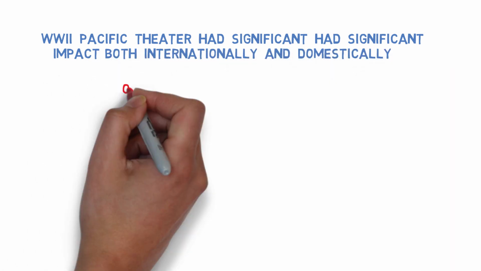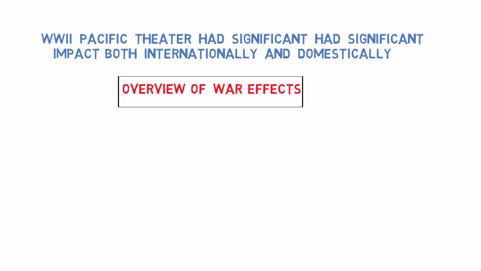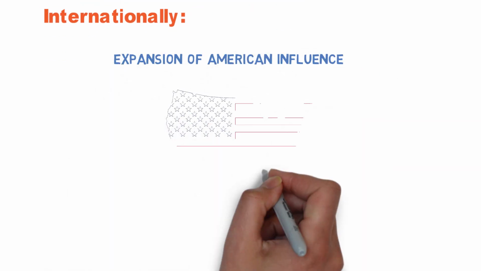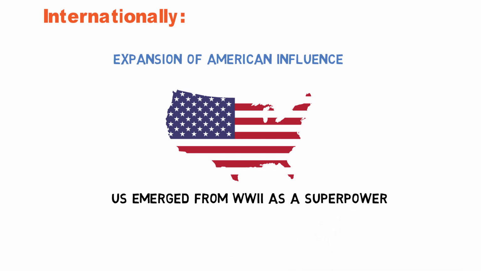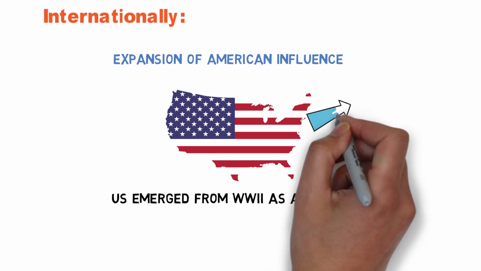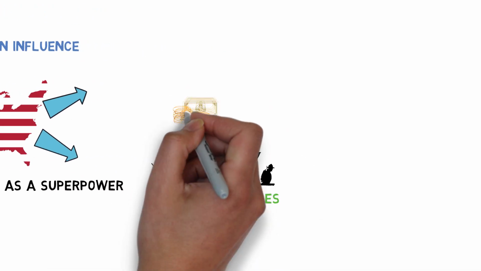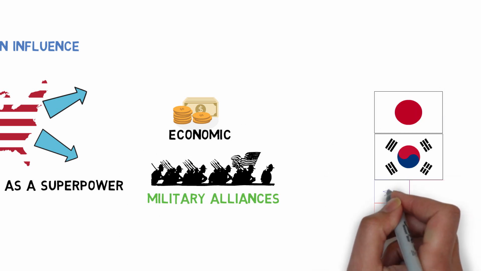Here is a brief overview of how the war affected the country internationally and domestically. Internationally, expansion of American influence. The United States emerged from World War II as a superpower and a dominant force on the world stage. The war in the Pacific allowed the U.S. to expand its influence in the region and establish military and economic alliances with key partners such as Japan, South Korea, and Taiwan.